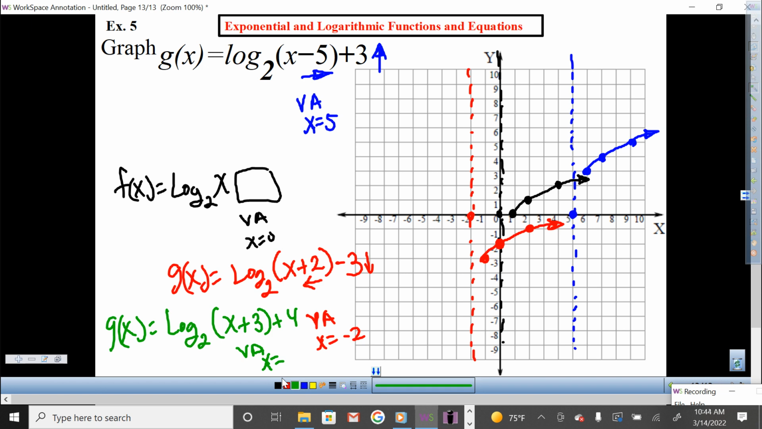All right, Maritza, go. VA is -3, so at -3 is right here. And where are we going to move it to? 3 left and 4 up. So we go 1, 2, 3, 1, 2, 3, 4. This one, 1, 2, 3, 1, 2, 3, 4. And this one, 1, 2, 3, 1, 2, 3, 4.